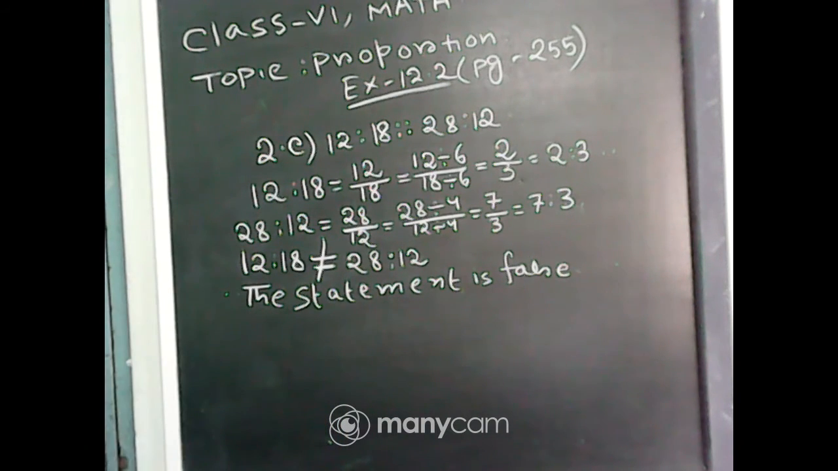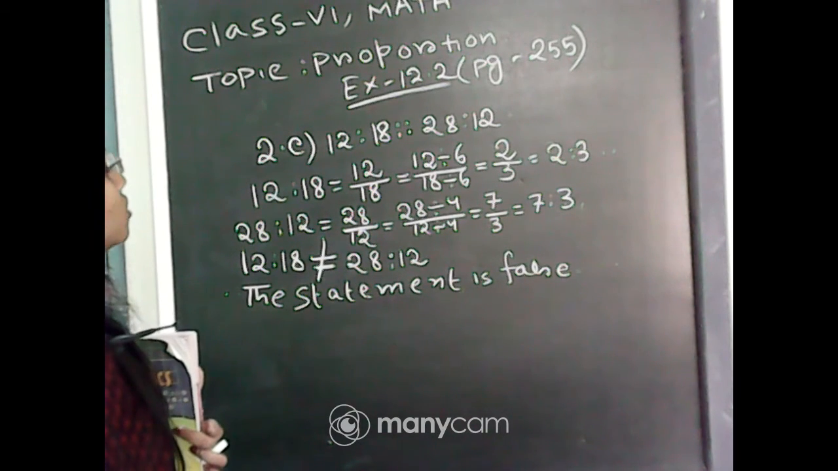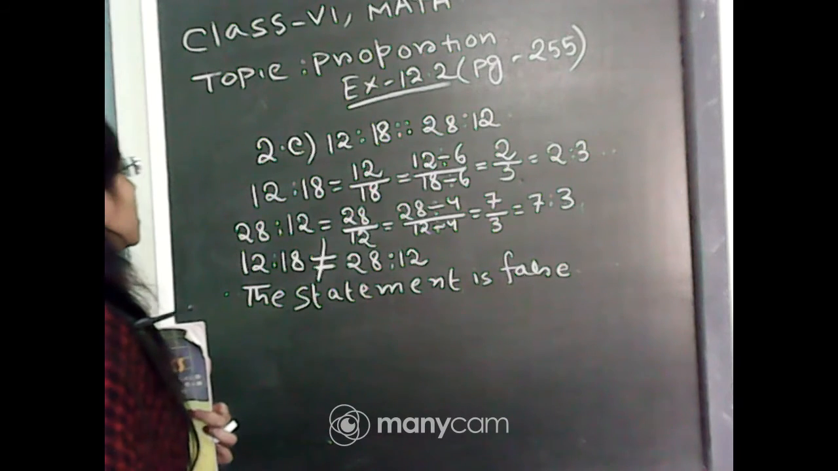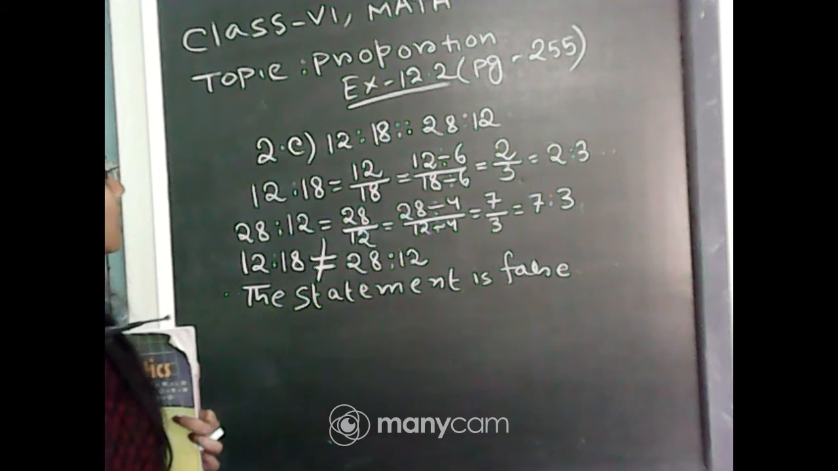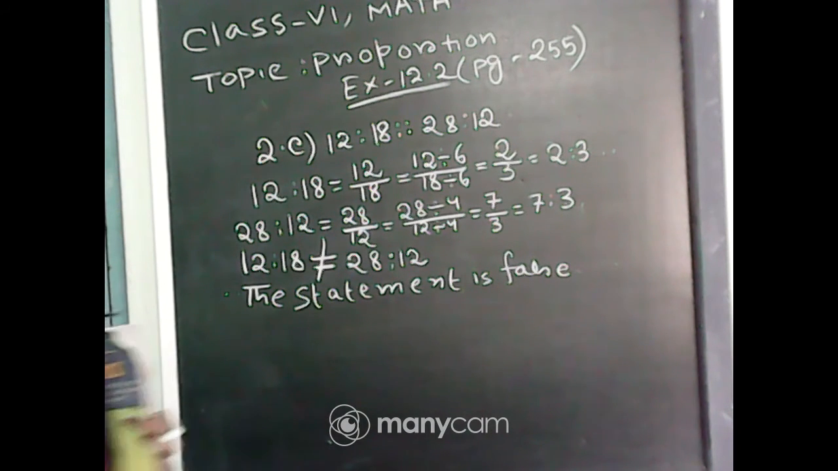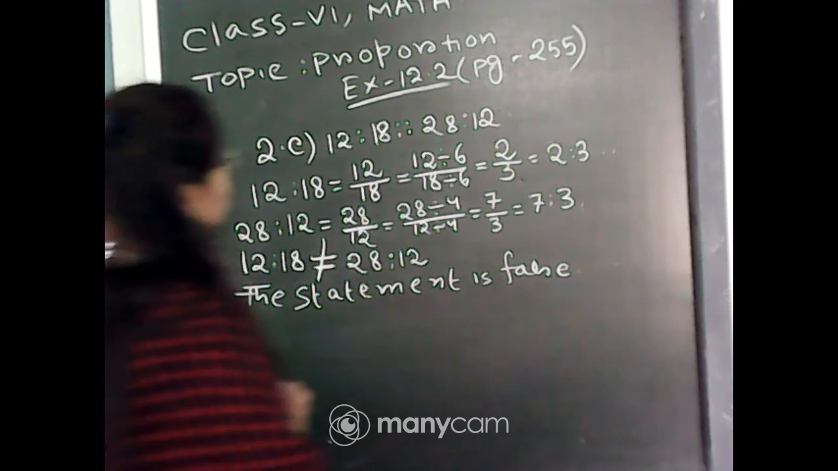Again, I repeat. We have to check whether the quantities are in proportion or not, that is, whether the statement is true or false. For this, we first find the ratio of 12 and 18. Now 12 is to 18 is equal to 12 divided by 18. The HCF of 12 and 18 is 6. Therefore, we divide both the numerator and the denominator by 6, and we get the ratio 2 is to 3.